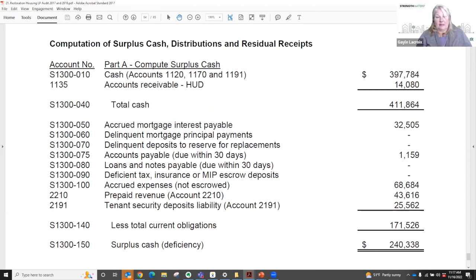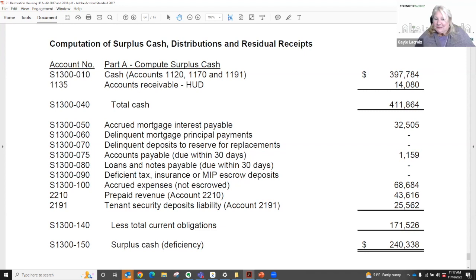This is the HUD calculation, and it's in the financial statements. It's in section F5. Why do I know that? Because this is the first piece of paper that I look at when my auditor sends the audit financial statements to me for review. I flip right back to the surplus cash calculation.